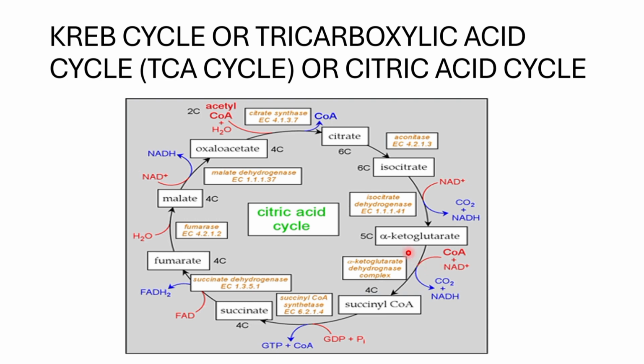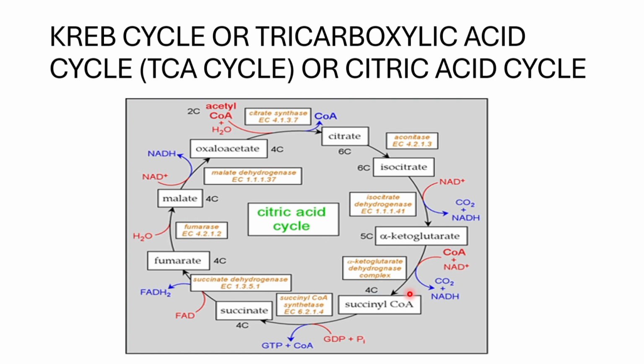So we added a CoA molecule to the alpha ketoglutarate and then removed carbon dioxide from the same alpha ketoglutarate. So we form succinyl-CoA, which is a 4 carbon compound. And this process is being catalyzed by an enzyme called alpha ketoglutarate dehydrogenase complex. Okay. Alpha ketoglutarate dehydrogenase complex.